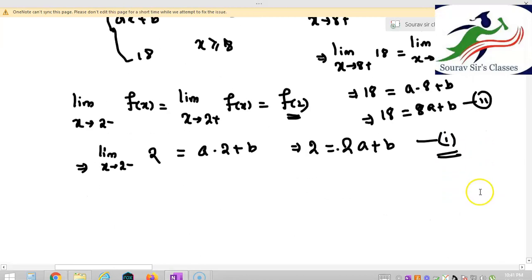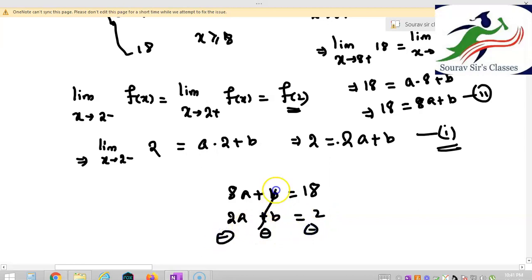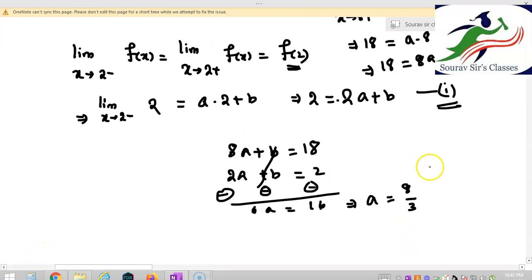Okay, so this is our equation 1 and this is our equation 2. Now we need to solve 1 and 2 to find the value of a and b. So 8a plus b is equal to 18 and 2a plus b is equal to 2. Need to subtract these. So 6a is equal to 16, right students? 6a is equal to 16 and the value of a is equal to 8 by 3. Okay, so we got the value of a is equal to 8 by 3, right students?